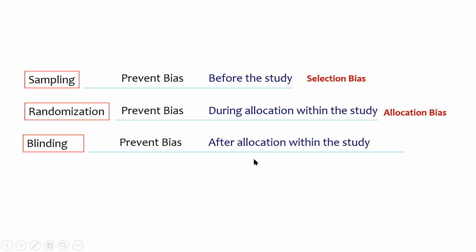يعني احنا ورا ما يصير allocation ونبدي الانترفنشن, then we will follow the patient after certain period of time to measure the outcome after having the exposure to the intervention. طبعا مثل ما قلنا هذا prevent performance bias or measurement bias.